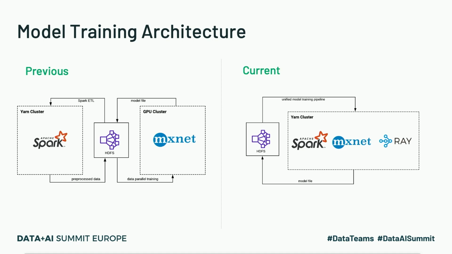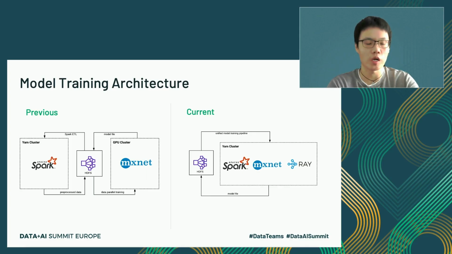So the last part I want to talk about is the model training architecture. Previously we were using a separate YARN cluster and a GPU cluster to train our model. The YARN cluster is mainly running Spark jobs to do the data processing, and the GPU cluster is running MXNet to train our deep learning model. The limitation of this process is that there are two different clusters, and multiple data pipelines need to be properly maintained in production. Also, as our data size grows, it takes a very long time for the data to be transferred between our HDFS, our YARN cluster and our GPU cluster. So that's the limitation.